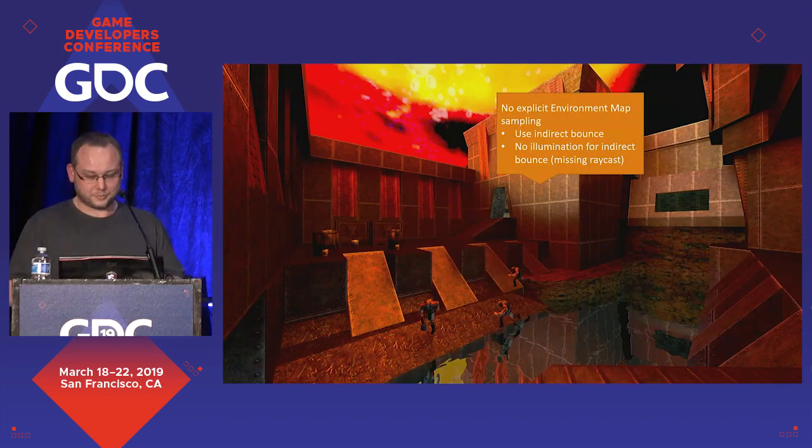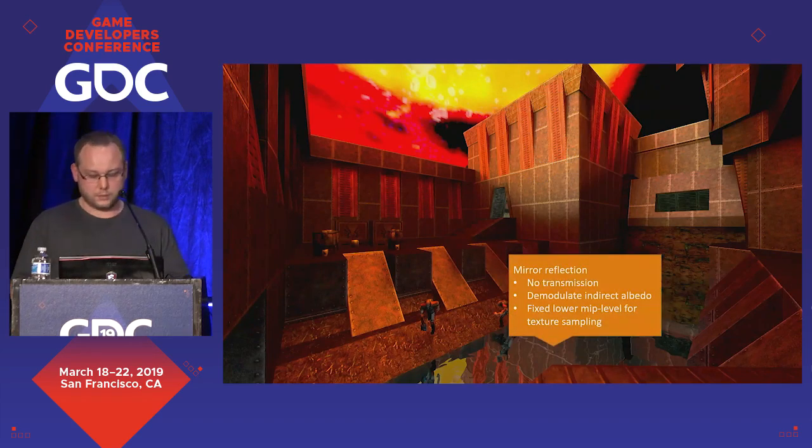And so there's no importance sampling for the environment map. We just use this indirect bounce. If it hits the environment map, we look up the actual contribution from there and illuminate the scene with that. So at least we have direct illumination by the sky. And as I mentioned earlier, we do this mirror reflection for water, but we do not sample the Fresnel term. So that's why it looks a bit metallic and weird.